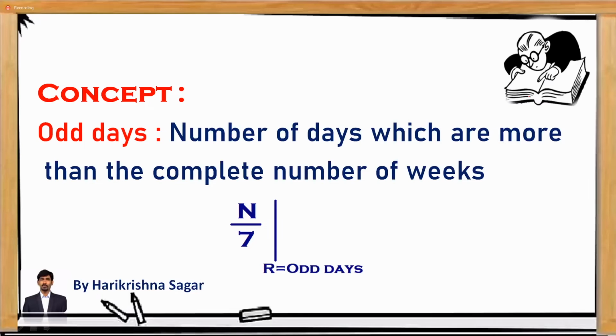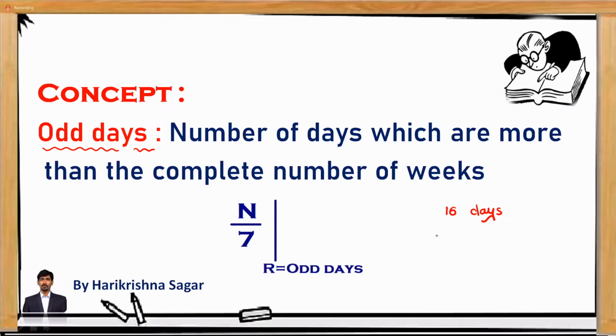So first of all, we should understand what is odd days and what is the concept of odd days. Odd days is nothing but the number of days which are more than the complete number of weeks will be treated as odd days. So for example, if you have 16 days, what is the number of odd days here? So what is the definition? Number of days which are more than the complete number of weeks. So 16 days are there and we are trying to find out what is the number of odd days here.